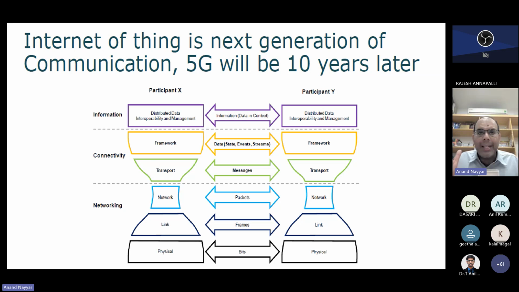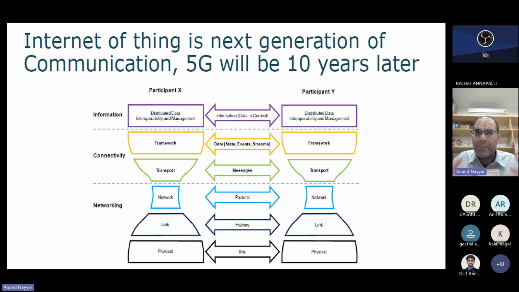So everybody, the Internet of Things is the next generation of communication, and 5G will be here for some years. But remember, we are not expecting 5G to be with us for the next 10 years. We are expecting 6G to hit the market by 2031, which means that day is not very far. So still we can say that it has a 3 layer architecture.